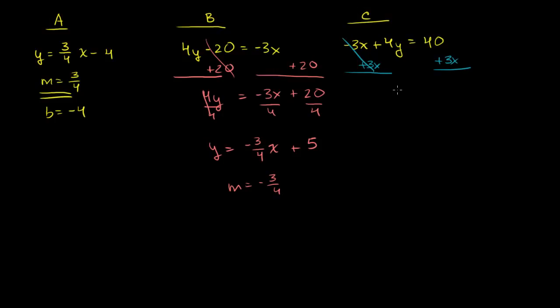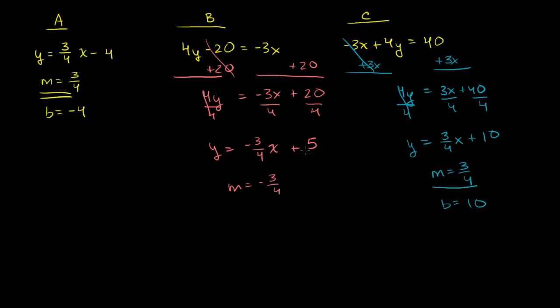Left-hand side, these cancel out. We're just left with 4y is equal to 3x plus 40, or 40 plus 3x, either way. Now we can divide both sides by 4. You have to divide every term by 4. The left-hand side, you're left with y. The right-hand side, you have 3/4 x plus 10. So here, our slope is 3/4, and our y-intercept, if we care about it, is 10.